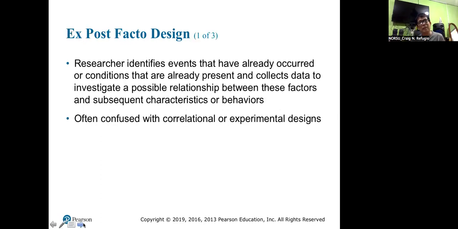So, ex post facto design. The researcher identifies events that have already occurred or conditions that are already present and collects data to investigate a possible relationship between these factors and subsequent characteristics or behaviors. It is often confused with correlational or experimental designs, but it is not. Ex post facto means the event had happened already. And you're going to find out the effects of that event that had happened already.